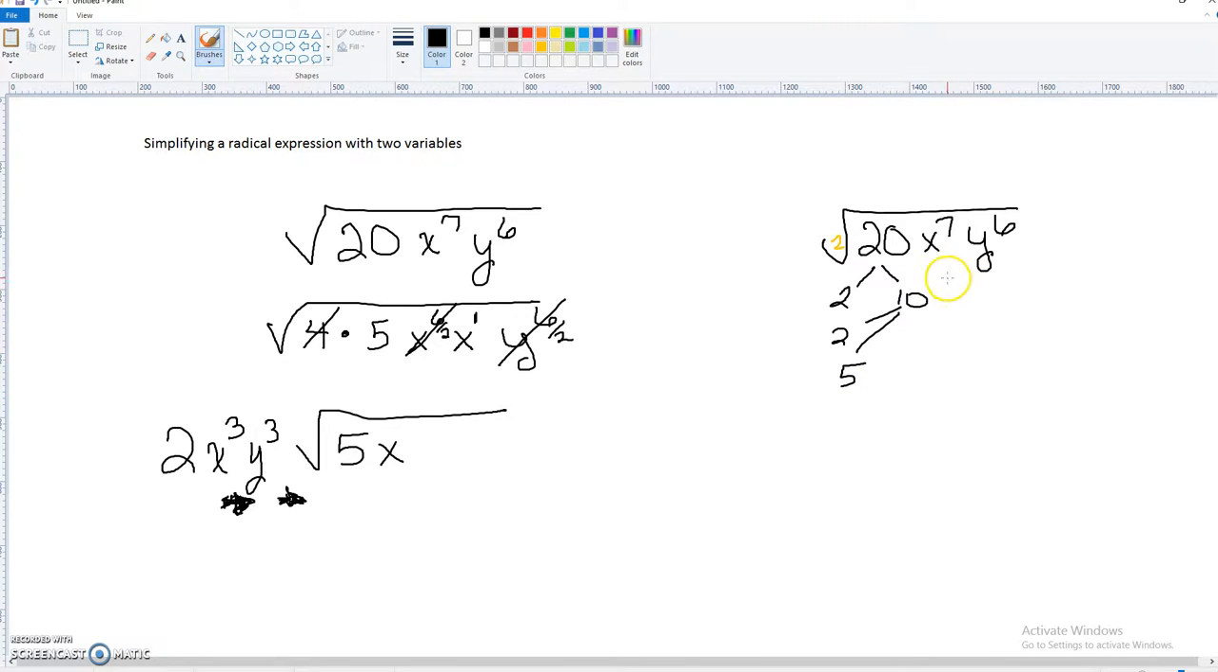Now, with my x's, I'm going to separate them all out. So I'm going to do x, x, x, x, x, x, x, 1, 2, 3, 4, 5, 6, 7. And I'm going to do the same thing for my y's.